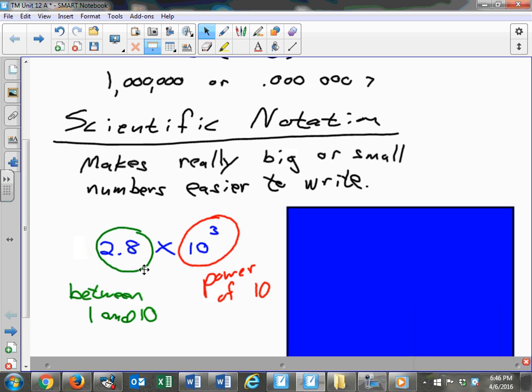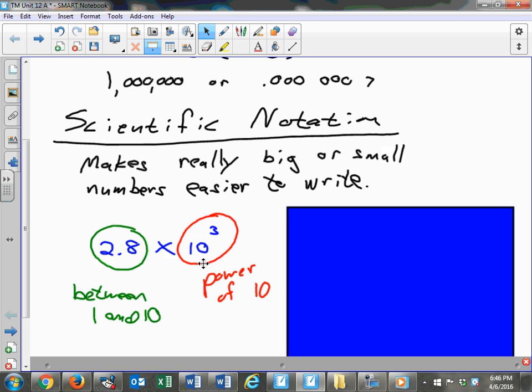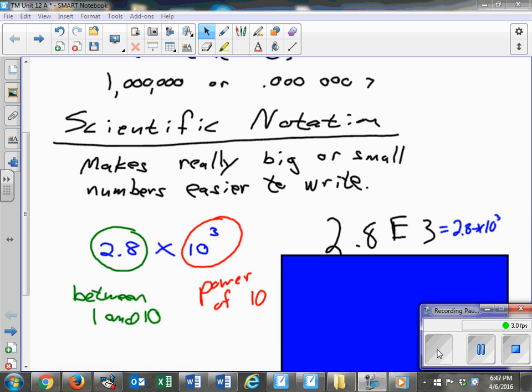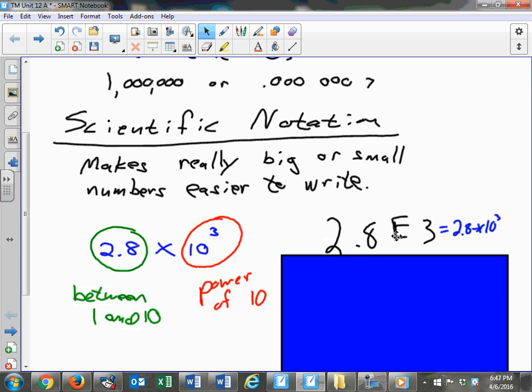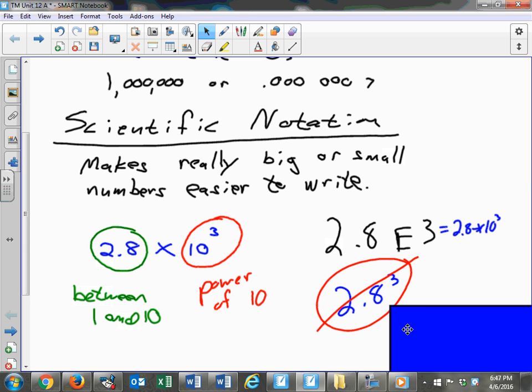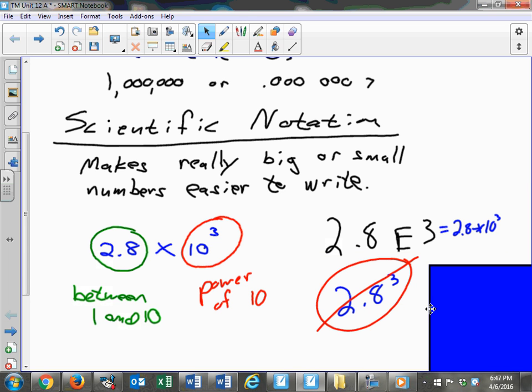Okay, so for purpose of review, that first number's got to be between 1 and 10, and the second number's got to be some sort of a power of 10. We'll also go through how to do this on your calculator. Your calculator is going to spit this out with this E in the middle of it, and that means 2.8 times 10 to the third. The E means times 10 to the third. It's a pretty common misconception for people to call that 2.8 to the third, but it is 2.8 times 10 to the third.